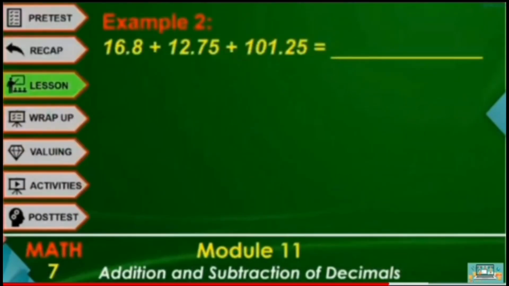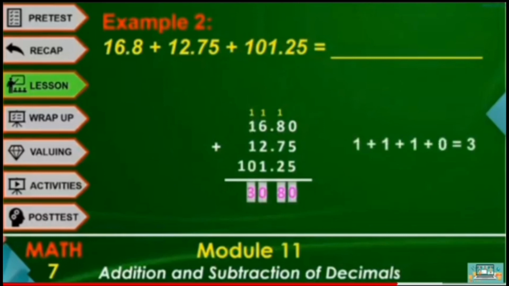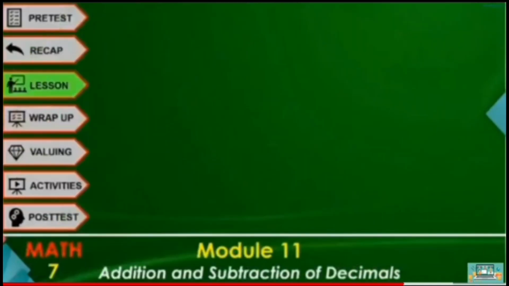Example number 2. Do this on your own. Add a corresponding zero. Proceed with the addition and place the decimal point. The answer is 130 and 80 hundredths.